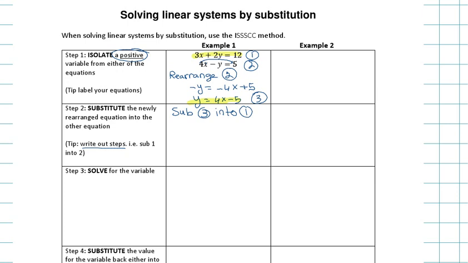So I'm going to replace y. I'm going to replace this y with its value, which is 4x minus 5. Look at this. So 3x plus 2. Instead of y, I'm going to replace it with 4x minus 5.